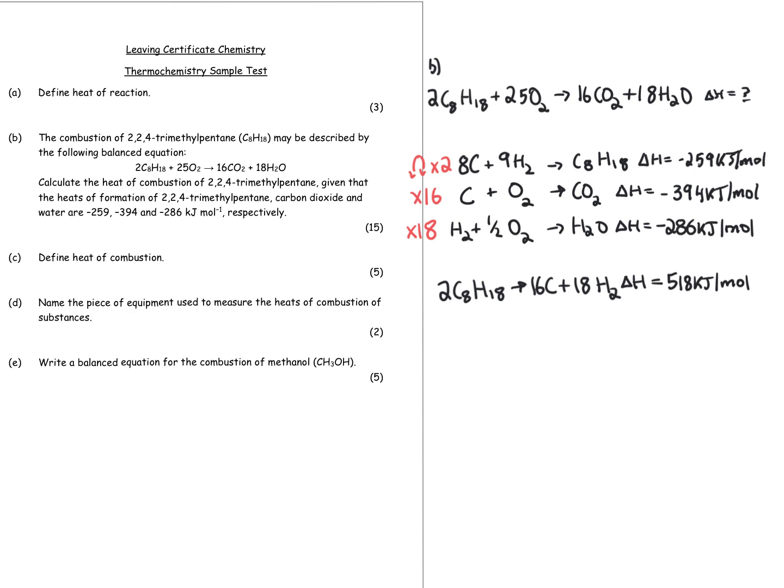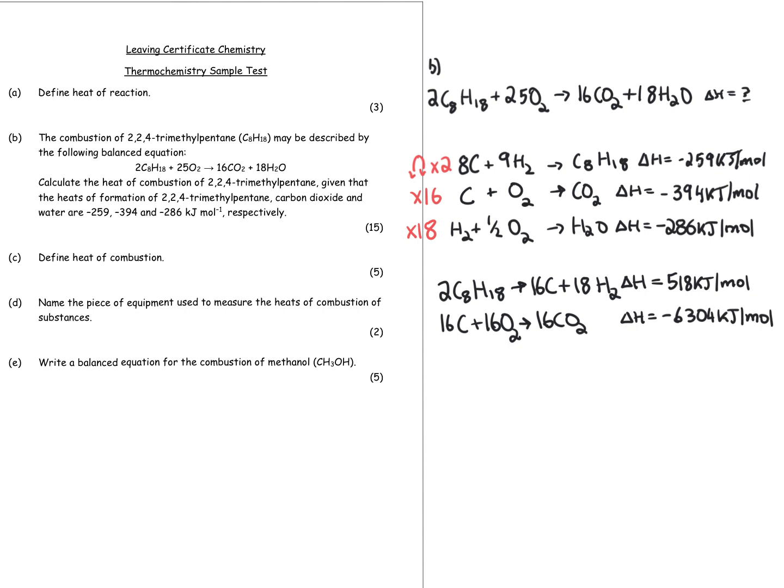The second equation, we're multiplying by 16. So we'll have 16 carbon here plus 16 O2. That's going to give us 16 CO2. And the delta H value for that equation is minus 394. And that minus 394, you need to multiply by 16. When you do that, you'll get minus 6304 kilojoules per mole.